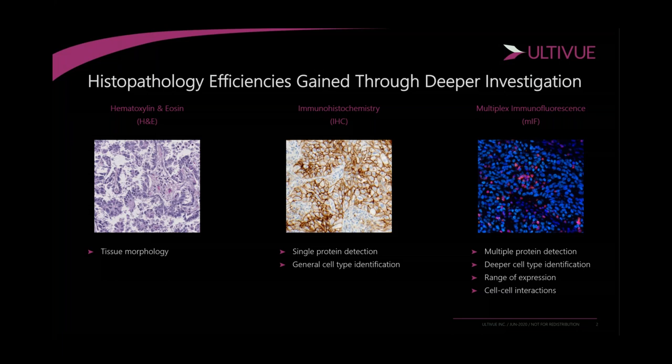And then finally, with multiplex immunofluorescence, you add a lot more detail to that same section. One example of that is multiple protein detections versus just looking at one. Through adding multiple markers, you can now do a deeper cell type identification. Because it's fluorescence, you're also adding a range of expression for each of those biomarkers. And now, because you're looking at multiple cell types and you can tag them, you can look at their interactions as well.